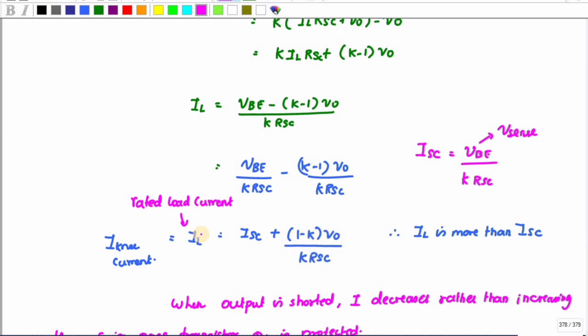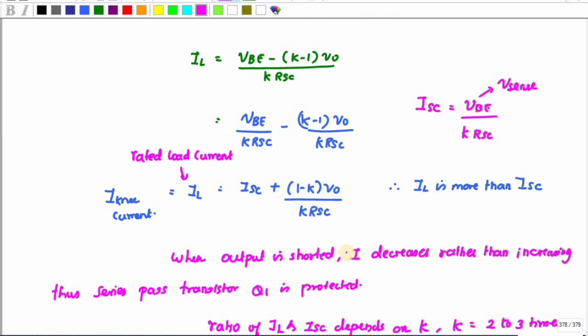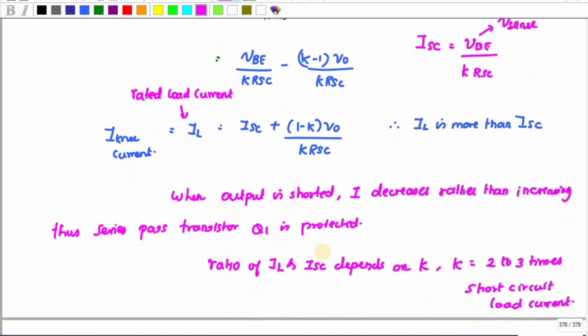You can see the IL value, the rated current value, is more than the ISC value, right? Whenever the output is shorted, this current gets decreased. The current starts to decrease rather than increasing. Thus the series pass transistor Q1 is protected. The ratio of the rated current and ISC depends on the value of K, and K is nothing but 2 to 3 times the short circuit load current.